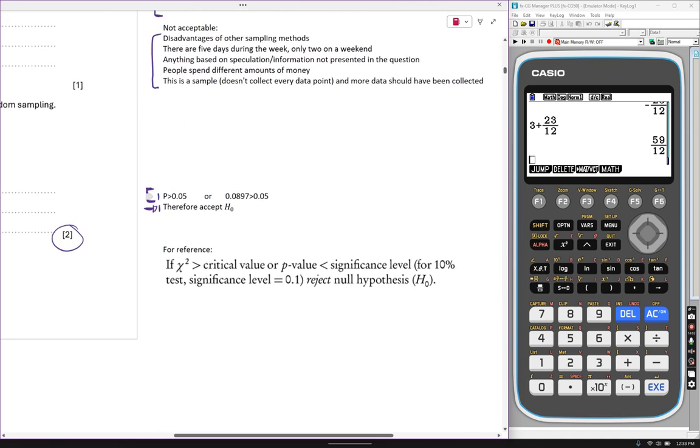Now, for reference, if the chi-squared, which we don't have, but I'm just saying this is for reference, is greater than the critical value, or if the p-value is less than the significance level, we reject the null hypothesis. You need to remember this. In our case, the p-value is larger than the significance level, so we accept the null hypothesis. In a different situation, you would need to remember these down here and then make a conclusion.